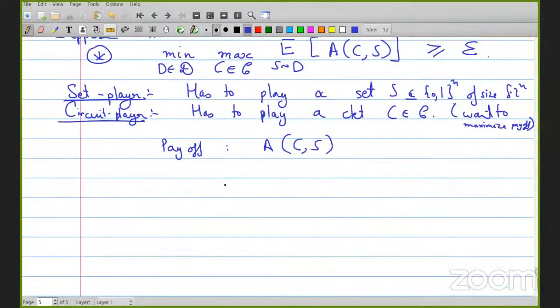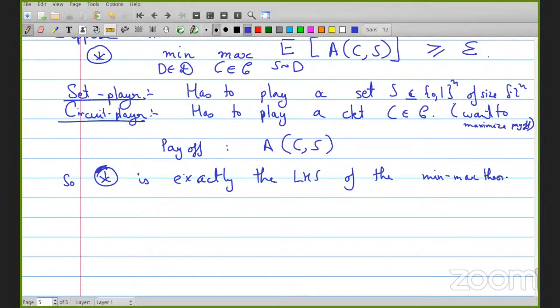So note that the set player has a finite number of strategies and the circuit player also has a finite number of strategies. We are not doing anything infinite. So everything is exactly in the setting that we need. Exactly the LHS of the minmax theorem. And thus we get that there is a distribution over circuits.